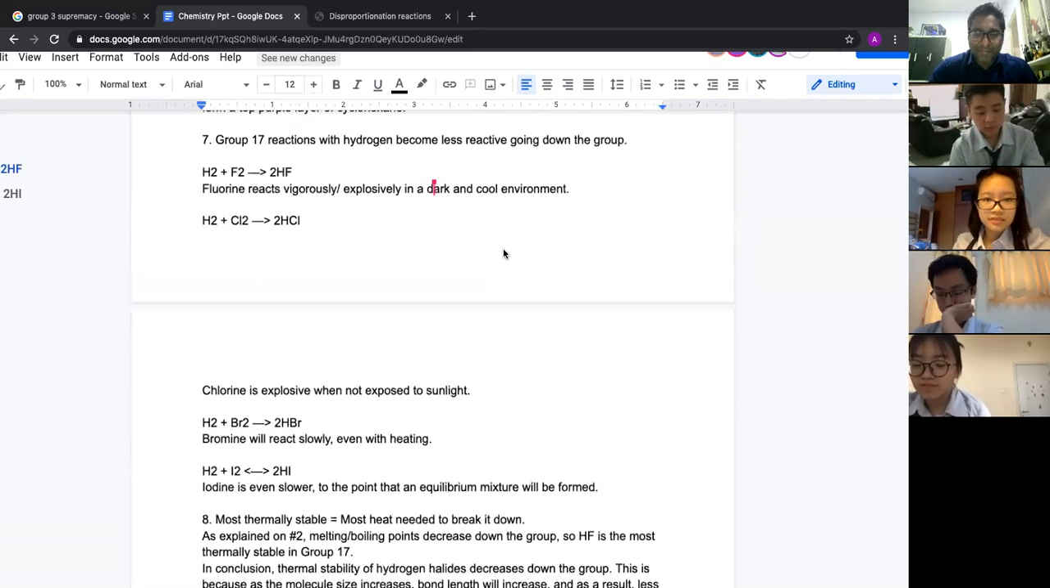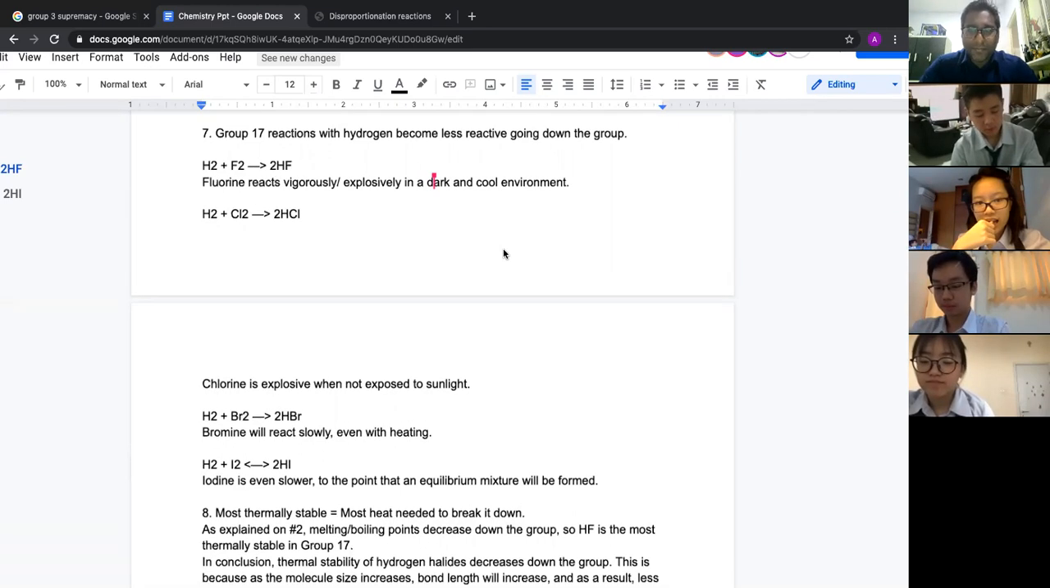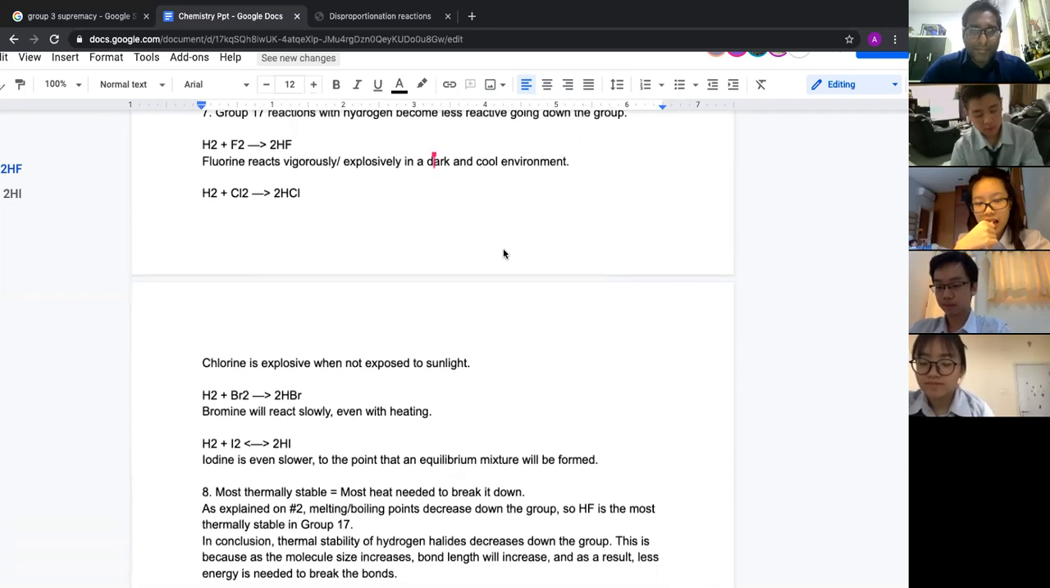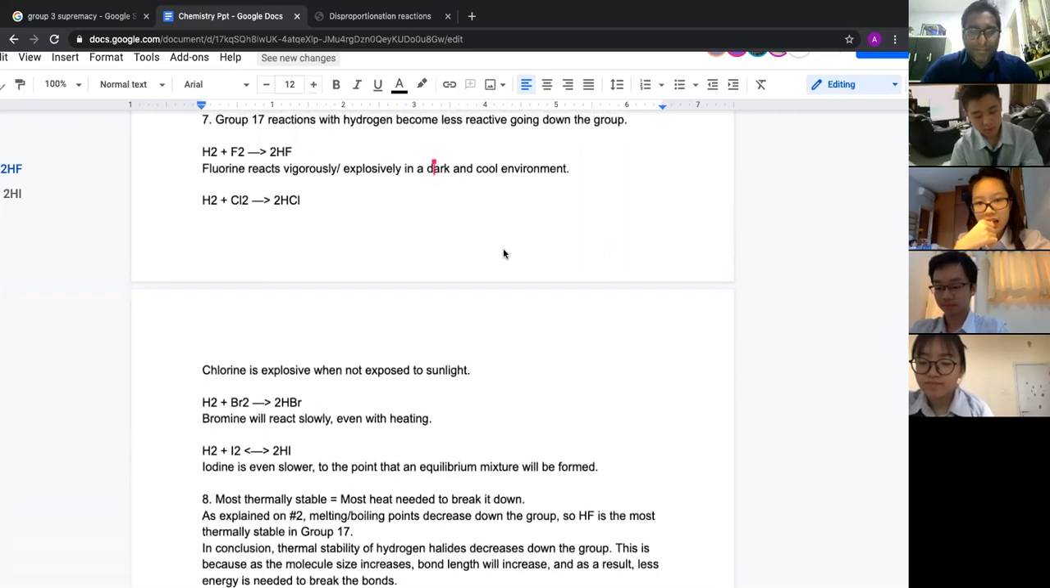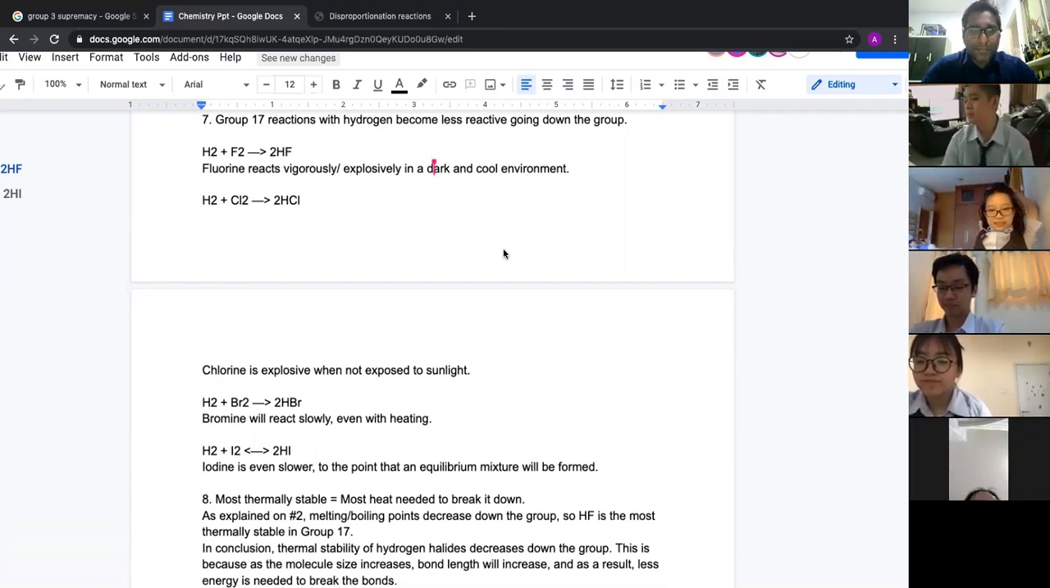For number 7, group 17 reactions with hydrogen become less reactive down the group. Fluorine reacts vigorously in a dark and cool environment. Fluorine is explosive even when not exposed to sunlight. Bromine will react slowly even when heating. And iodine is even slower, to the point where an equilibrium mixture will be formed.